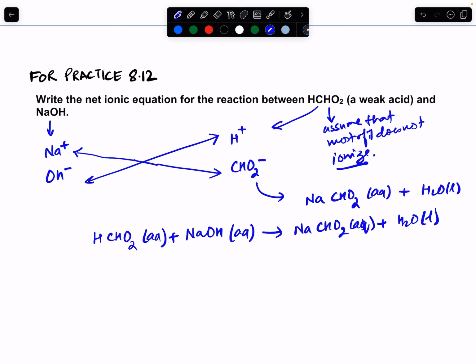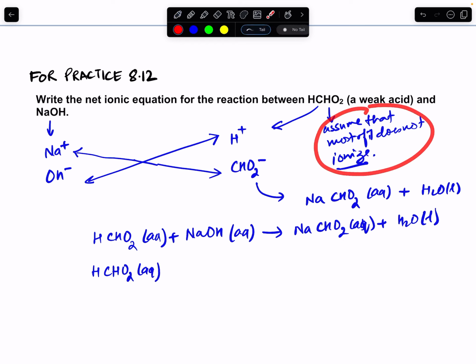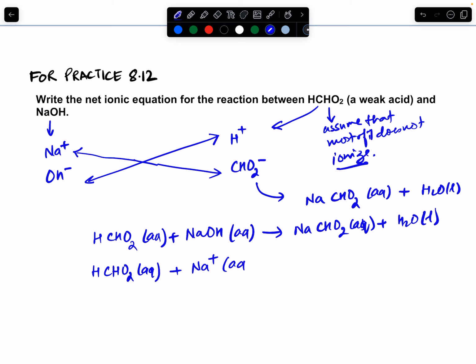I'm going to write the complete ionic. The complete ionic is going to be HCHO2 aqueous will remain as is on the left, and that is because of this assumption, assuming that most of it does not ionize. Okay. But the NaOH ionizes into Na plus and OH minus, and then this one, of course, ionizes. It's a salt. So Na plus aqueous plus CHO2 minus aqueous plus H2O liquid.